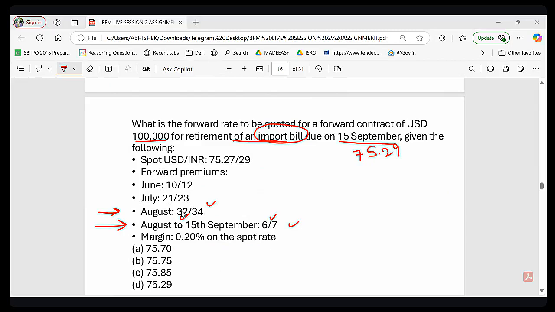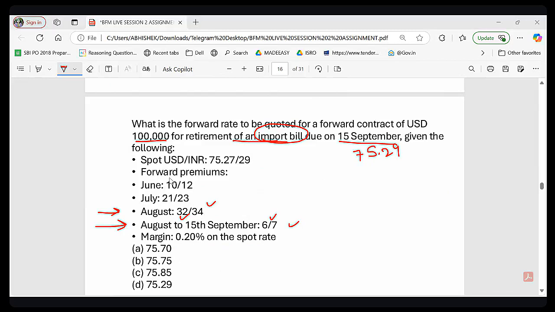34, 32, 6 or 34 and 7? Please answer. Let's make this session interactive, because this is the main purpose of this live session, that you should interact. You should know how we should go about solving a particular question.